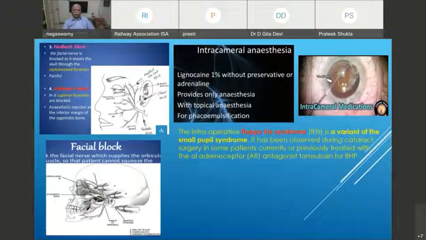So intraoperative floppy iris syndrome is a variant of small pupil syndrome. It has been observed during cataract surgery in some patients previously treated with an alpha adrenoreceptor blocker like tamsulosin.